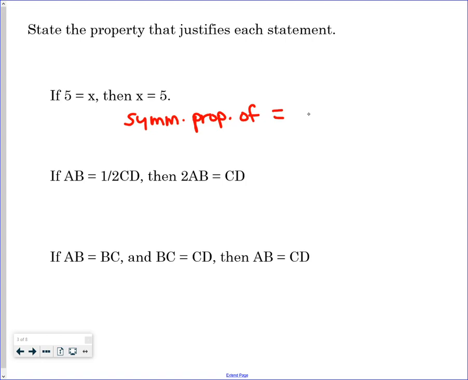Even I shorten them. So if you aren't going to know that SYMM means symmetric, then don't shorten it, right? You could write the whole word, okay? But SYMM is symmetric for me, okay? So symmetric property of equality. On this next one, if AB equals 1/2 CD, then 2AB equals CD, okay?